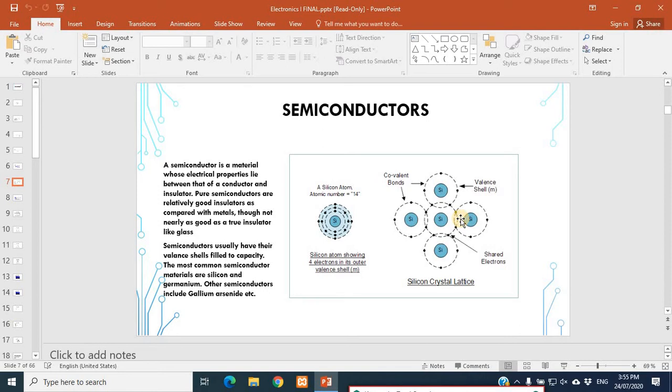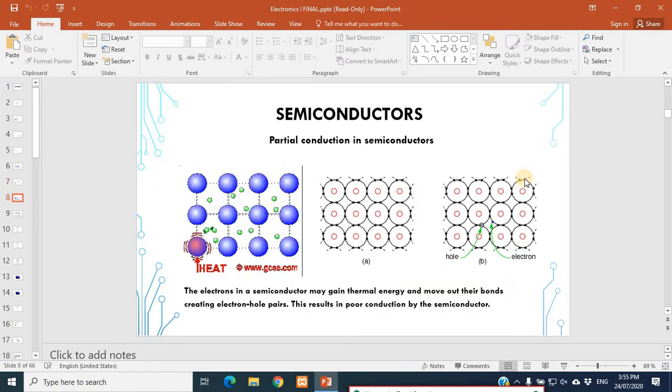Okay, so what is so important about this silicon or this semiconductor material? What's so important about it? First of all, let's look at partial conduction in the semiconductor. Now, here we have not done anything to the semiconductor, but just by virtue of the fact that heat gets to the material, some things can happen. And let's see what will happen. What we call partial conduction in the semiconductor.